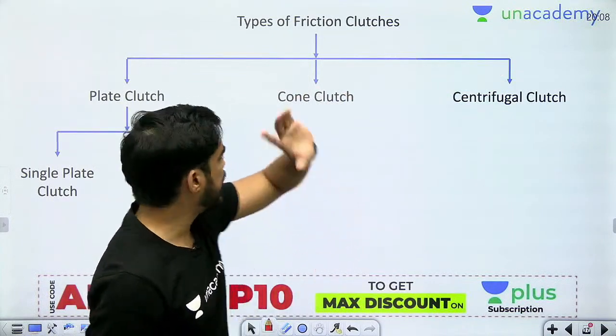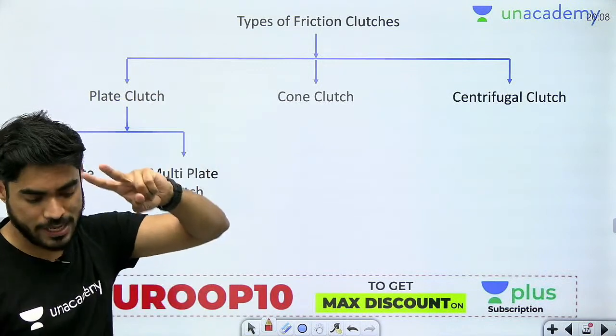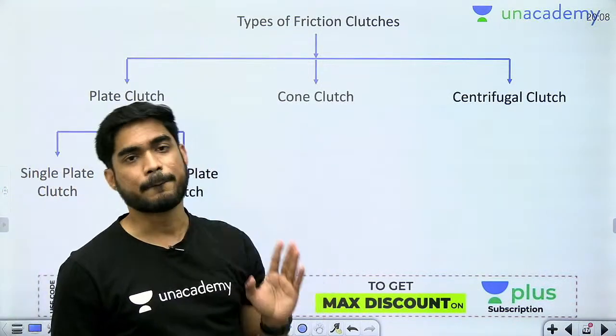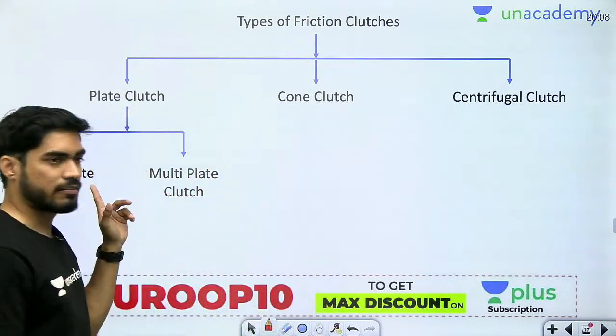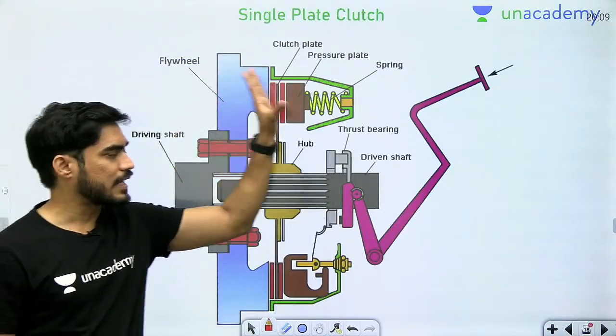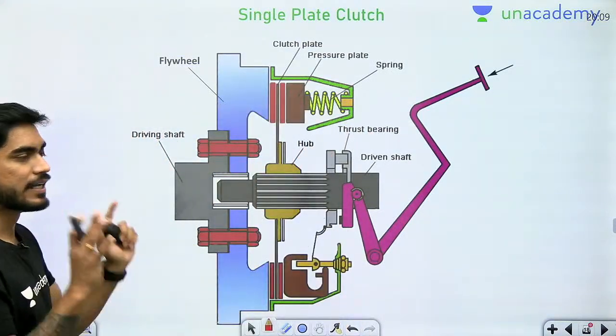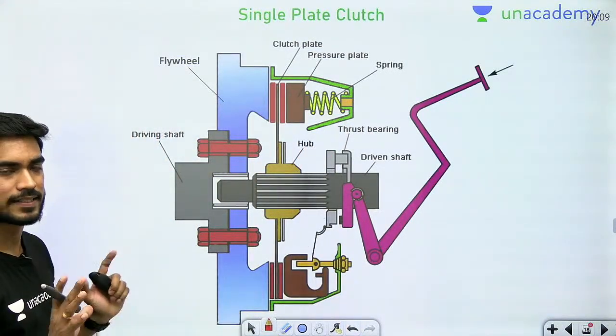Okay. So let's start with the plate clutch. And in case of plate clutch also, we have two types of clutches, single plate and multi plate. So we will understand single plate clutch first. Okay. Now this is the construction of single plate clutch. Understand the construction, understand the major parts of this clutch.